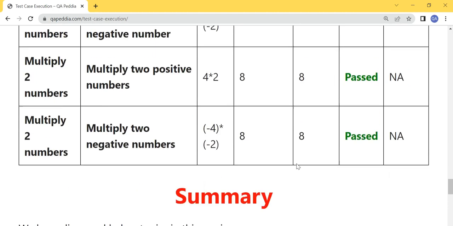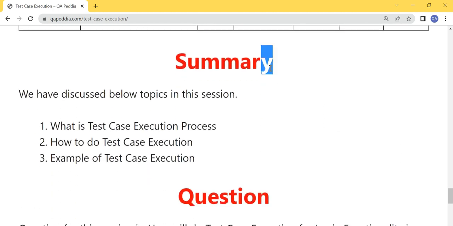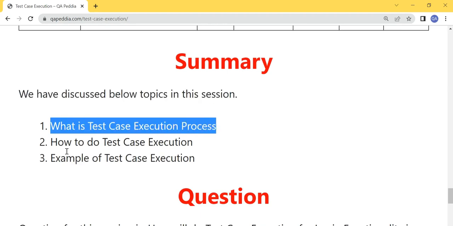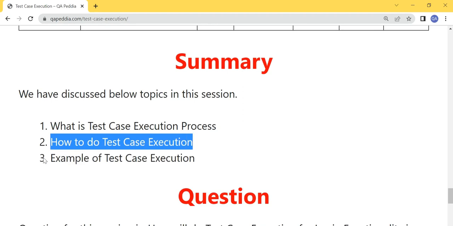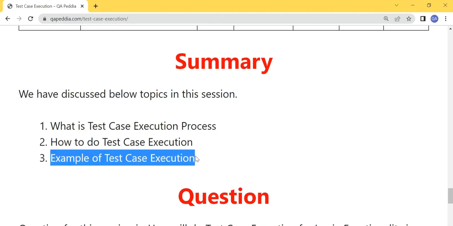You can see it. Now let's see the summary of the session. So we have discussed below topics in this session, like what is test execution process, how to do test execution, and then example of test case execution.